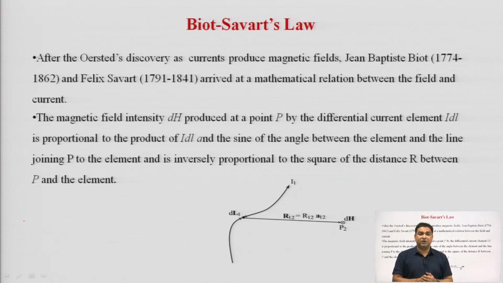This is a very important law in the magnetic field. Actually, this is a very similar law to what we have studied in the electrostatic field, namely Coulomb's law. In the same manner, after Oersted's discovery, what was that discovery? That discovery was that currents produce magnetic fields. This was a discovery by Oersted.